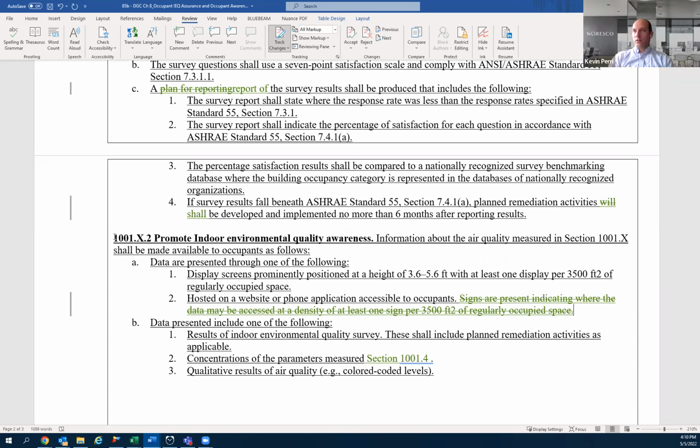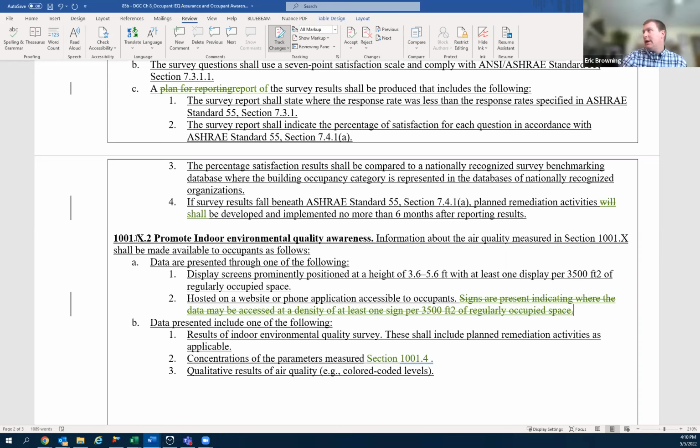Okay, so Daniel, you're adding to your motion to strike the last sentence on 1001.x.2a2, and to make that entire section 1001.x.2 a separate credit. Thank you, yes. Okay. So that is the current motion on the table. Eric, go ahead. Thank you, Mr. Moderator.